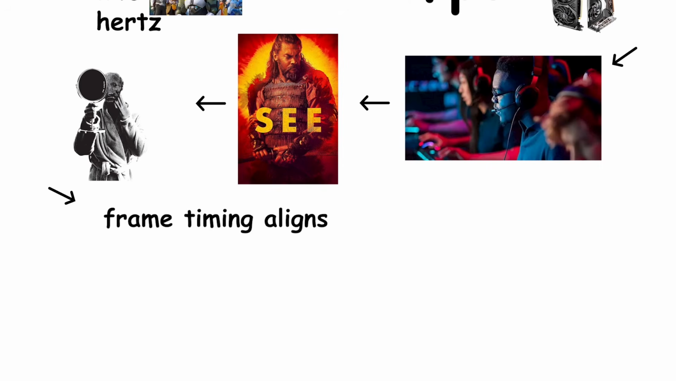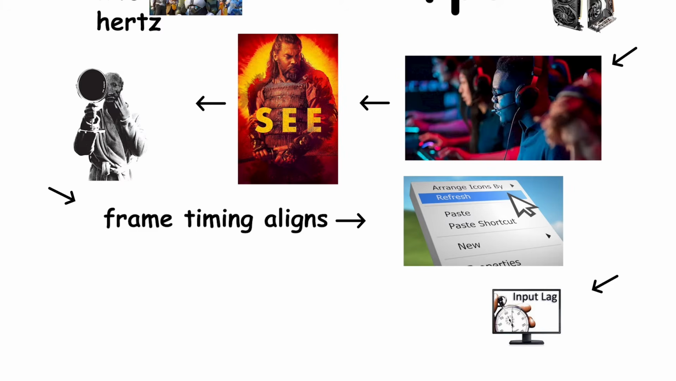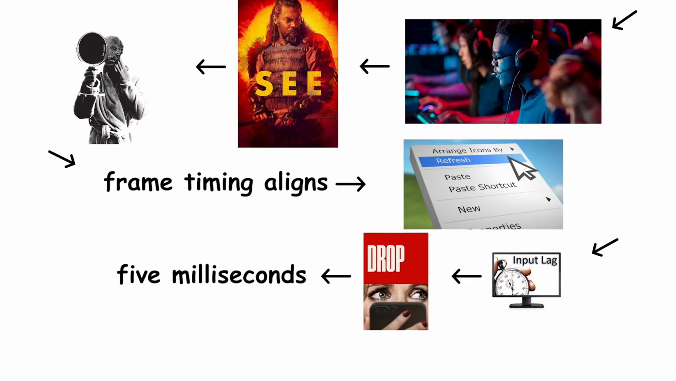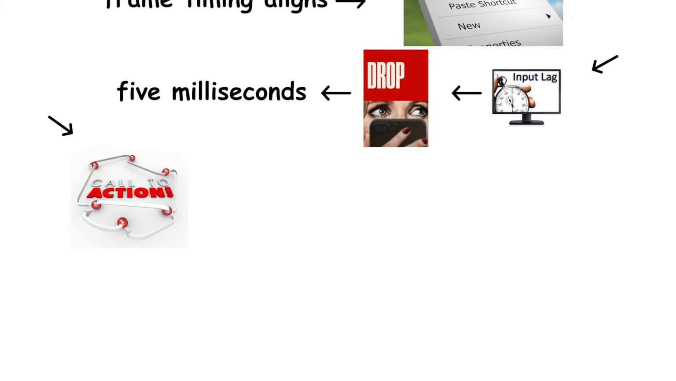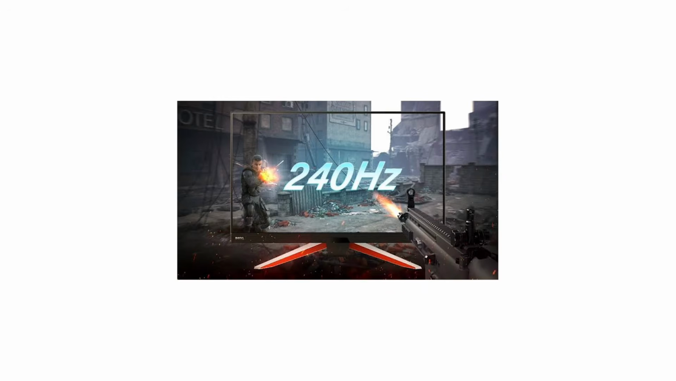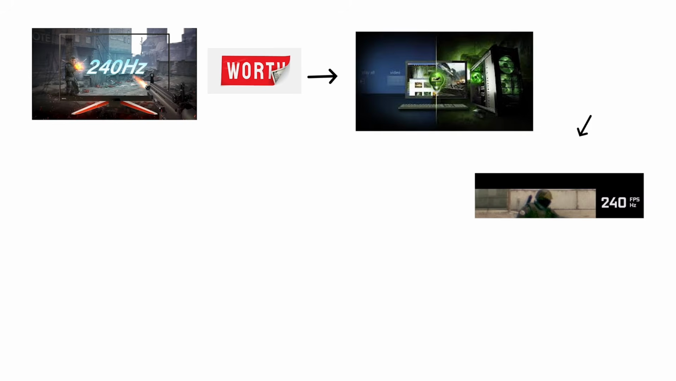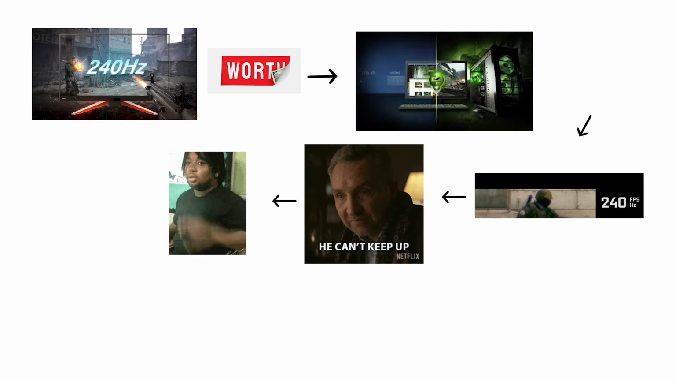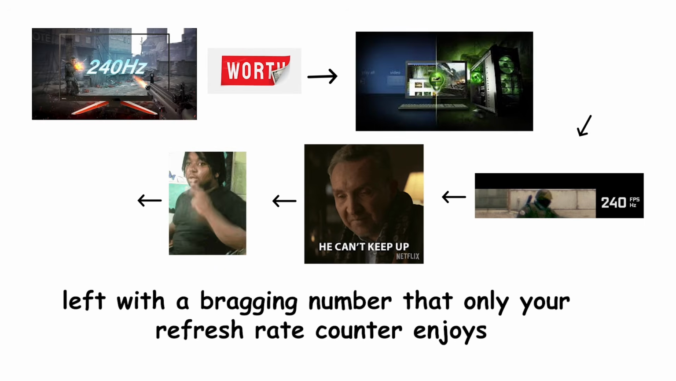When frame timing aligns with the refresh window, input lag can drop below 5 milliseconds, which makes the experience feel eerily immediate, like your mouse is wired into your nervous system. However, there's a catch. To make a 240 Hz monitor worth it, your PC has to consistently push 240 frames per second. If your GPU can't keep up, the whole benefit evaporates, and you're left with a bragging number that only your refresh rate counter enjoys.